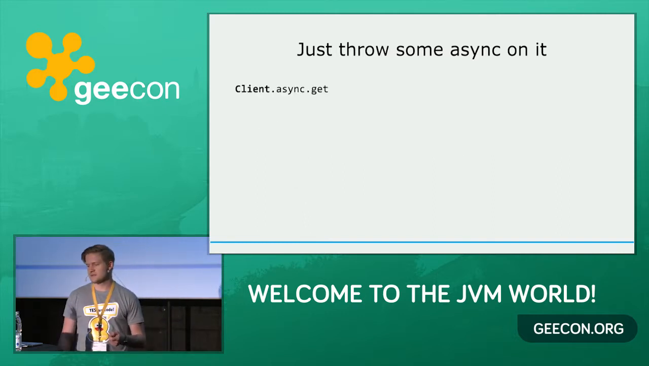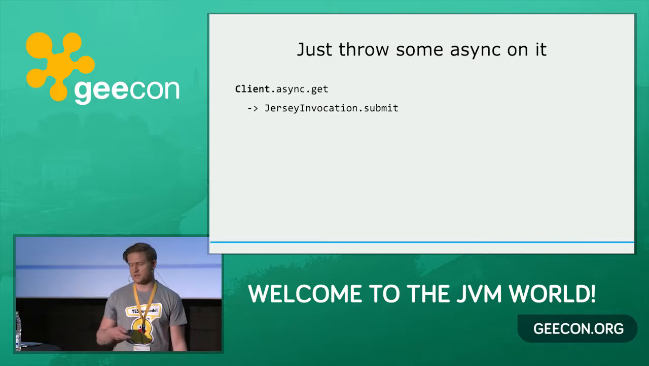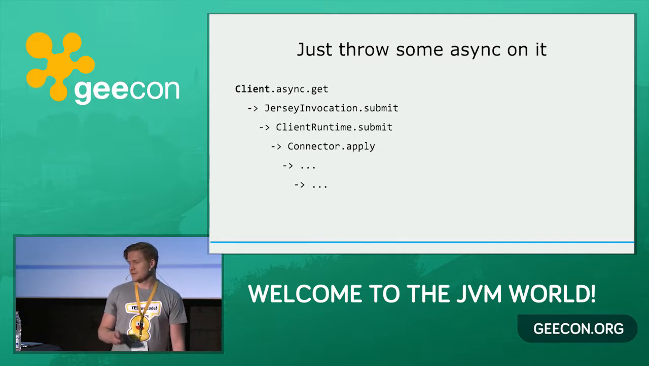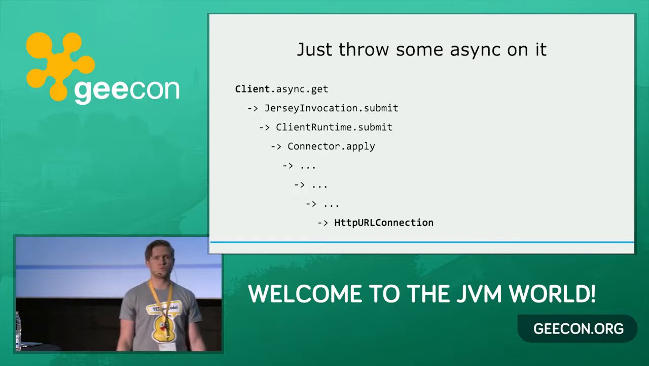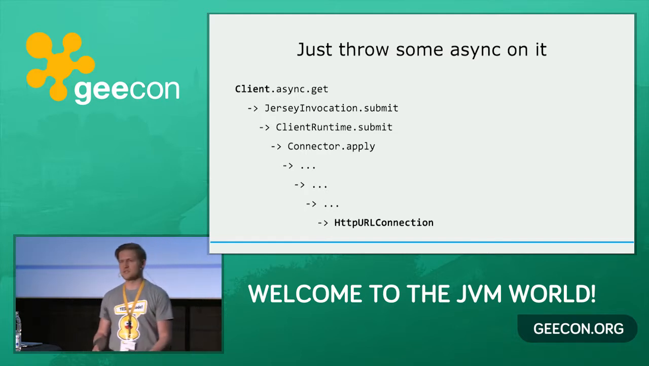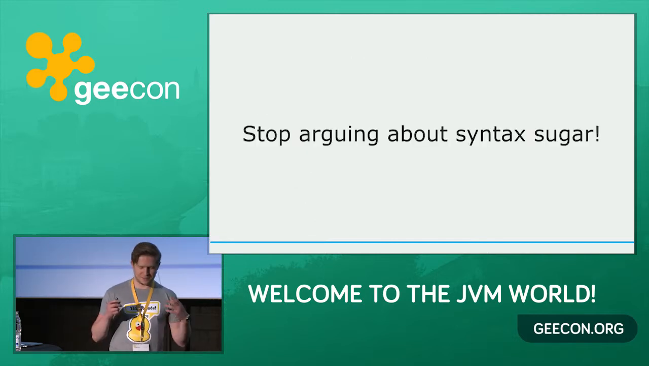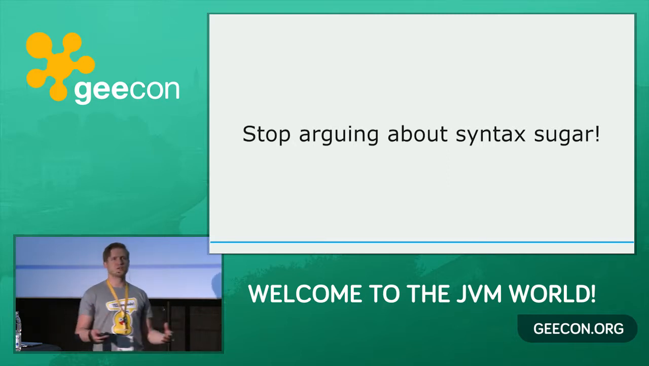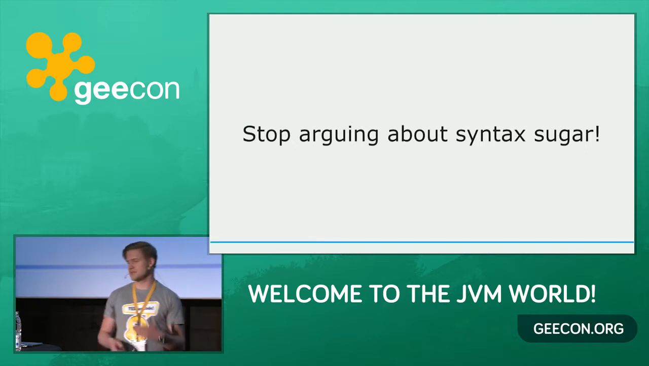Same with Jersey client, except that you can change all the invocations to submit. And further down the road, here we go. We're in the same place. So whether you're using async or simple clients, you still end up using the same thing, HTTP URL connector. So what I would like to say is just let's stop arguing about syntax sugar. I mean, well, maybe I'm being a bit too harsh. You can say that APIs are very important because of their readability, etc.